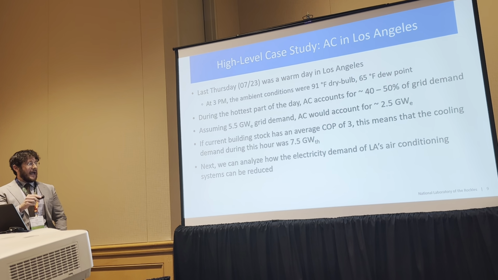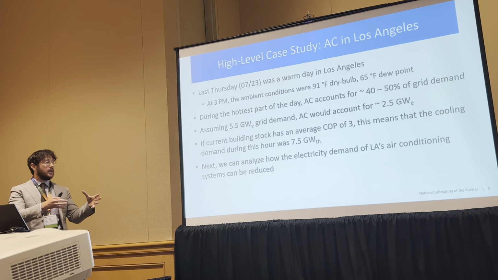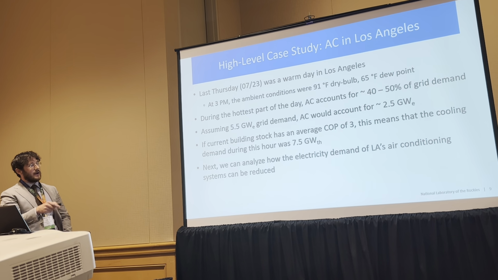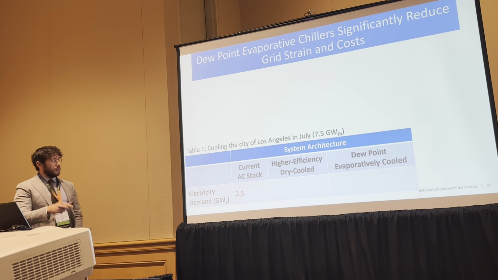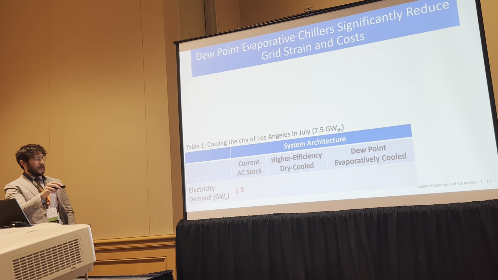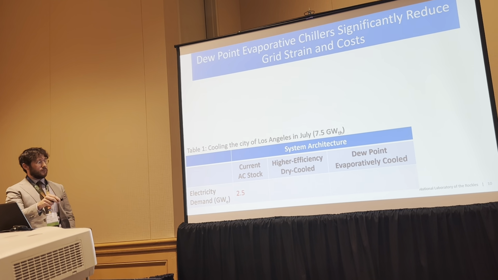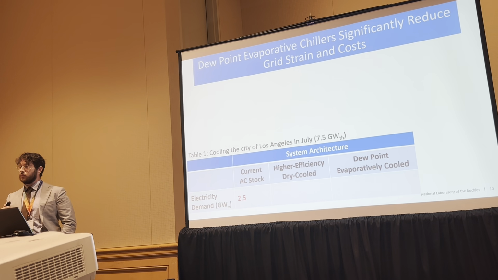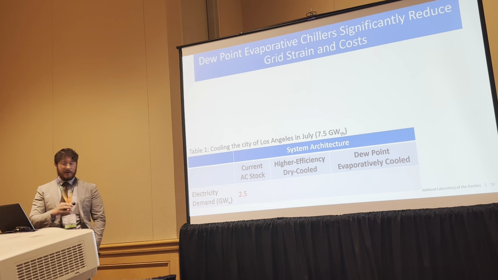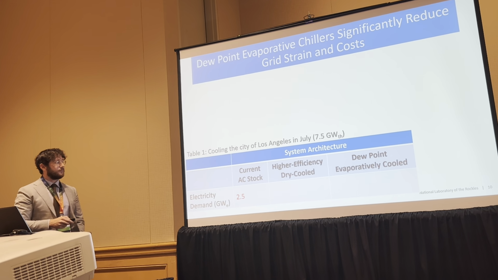So next we can look at how the electricity demand, so how much that grid strain due to air conditioning, would look if we improved our air conditioning systems from this kind of average COP of 3. So again, just to start off, 7.5 gigawatts, and then I'll talk about the current AC stock. If we implemented higher efficiency but still dry cooled vapor compression, and then if we instead switch to that dew point evaporative cooled. So right now, with that current AC stock, we're looking at about 2.5 gigawatts of strain on LA's electric grid due to air conditioning.